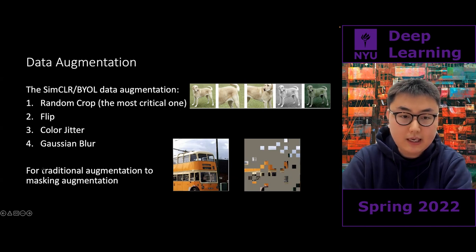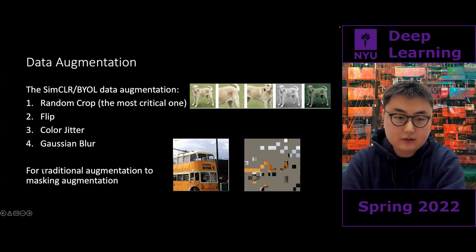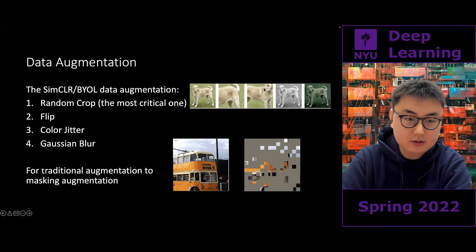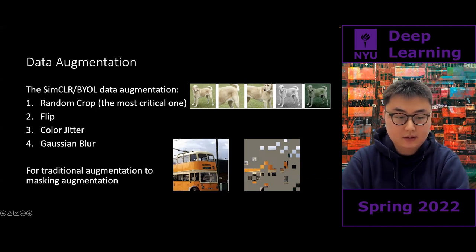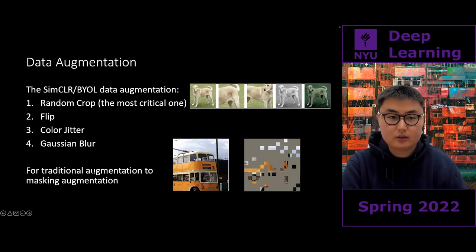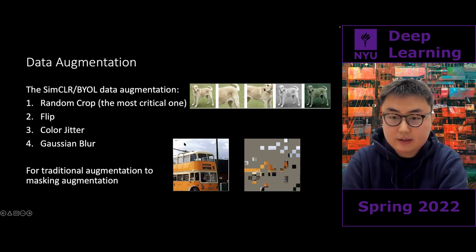Okay. And now, since June of last year, people try to move from the traditional augmentation to this masking augmentation. Let's say you get the image and you mask out a lot of patches. Here you mask out about 75% of the patches, and that's your data augmentation. You do not use color jitter or Gaussian blur or flip. This one actually works pretty well, but there are two issues.